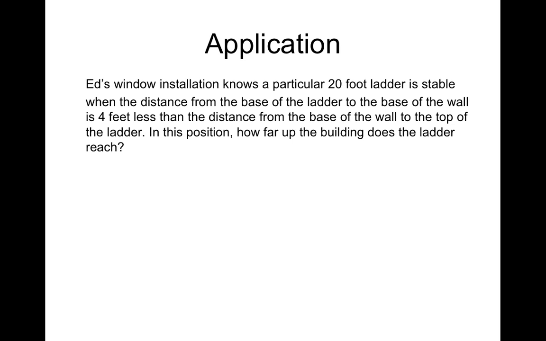You want to make sure it's nice and stable so you don't fall down, and you are told that it's going to be stable when the distance from the base of the ladder to the base of the wall is 4 feet less than the distance from the base of the wall to the top of the ladder. And so in this position, with this 20-foot ladder, how far up the building does the ladder reach?